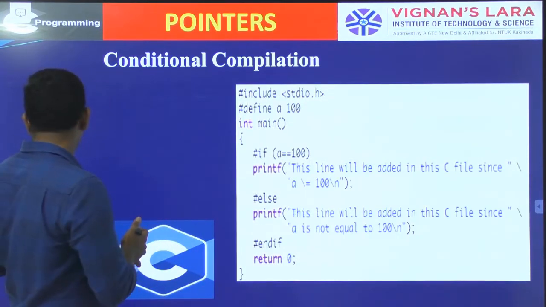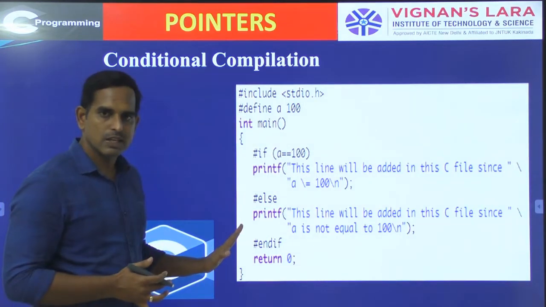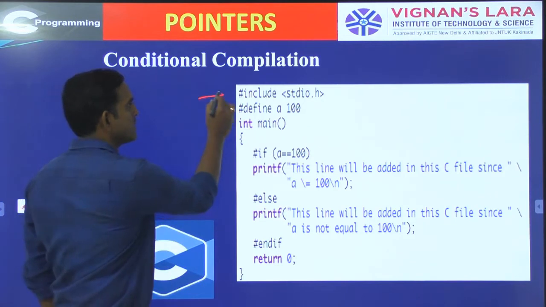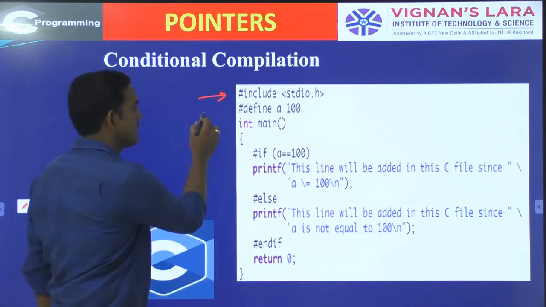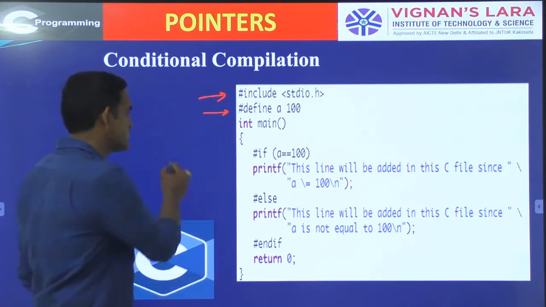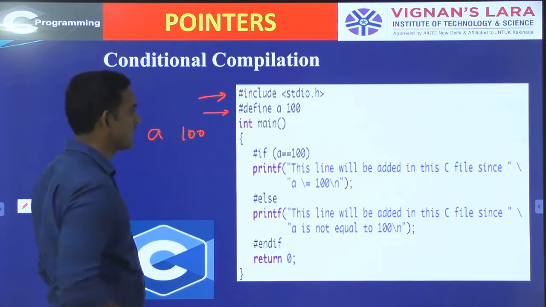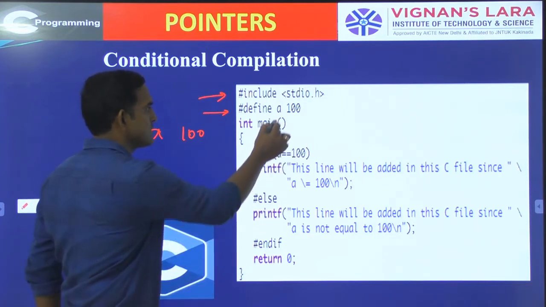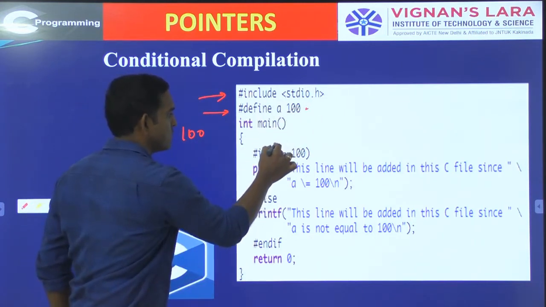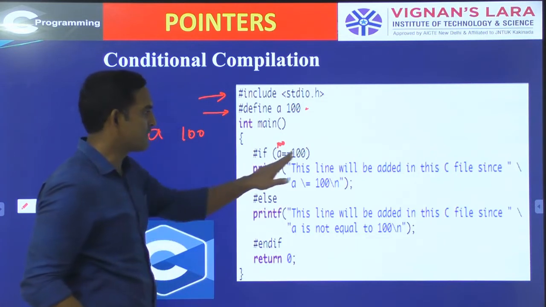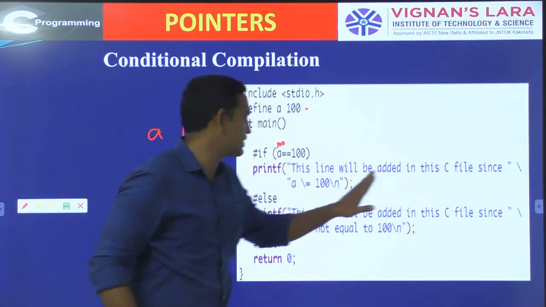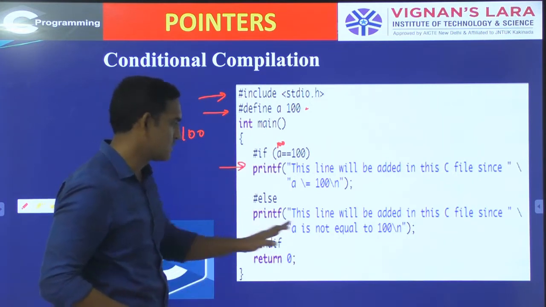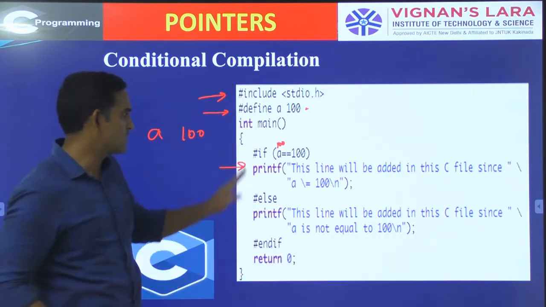So this is an example of your basic if else, that is, if else for your conditional compilation. Initially you have done #include, then #define a 100, that is, gave a as 100. So if a is equal to 100, then since this is a macro, a will be replaced by 100. If a is 100, this line will be included, because a is 100, this will be printed, else this will be printed.